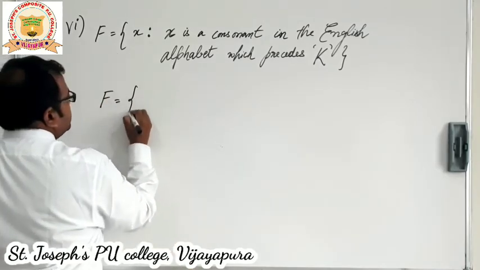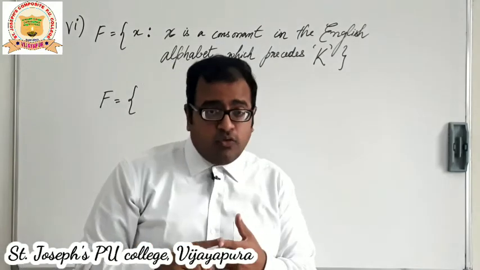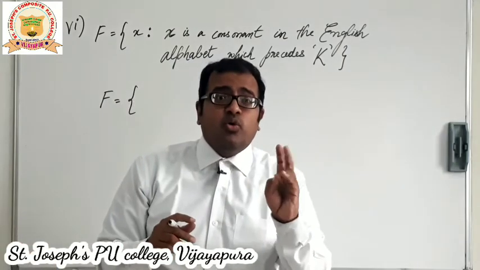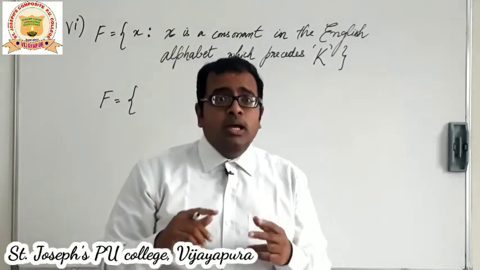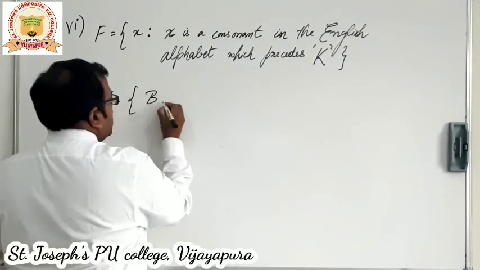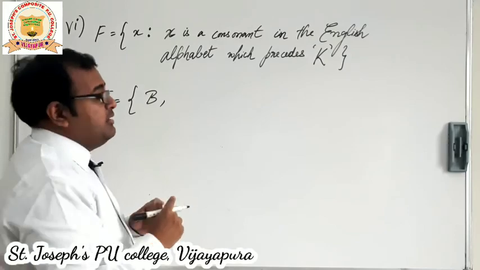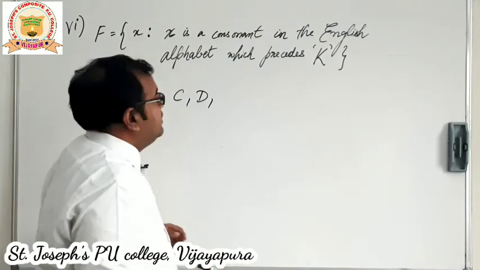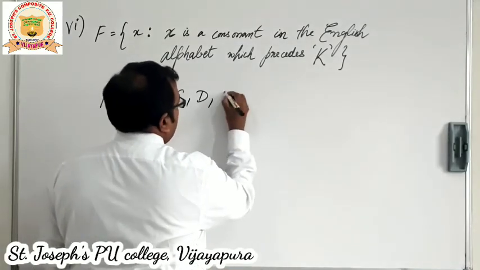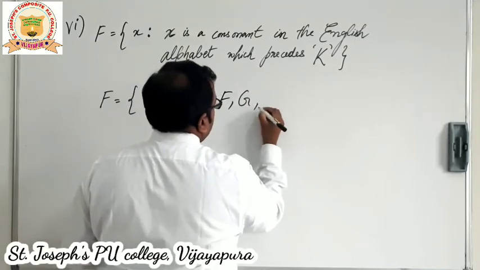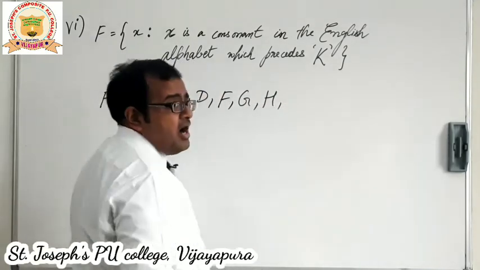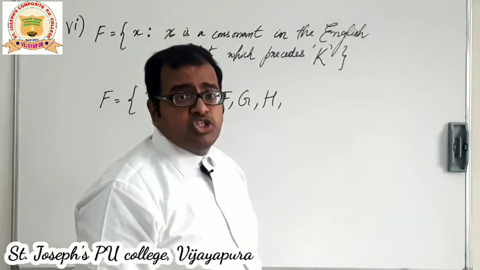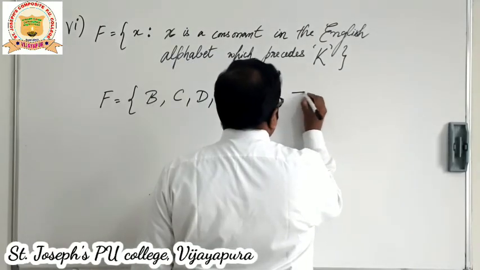F is equal to, okay, what are the letters? We start with A, of course, but A is a vowel. Vowel cannot be written, so leave it. A, E, I, O, U are vowels, so leave them. B, yes, consonant before K. C, yes. D, of course. E can't be written because it's a vowel. F, yes. G, correct. H, right. I is a vowel, so I cannot be written. J, yes, J is a consonant, so J.